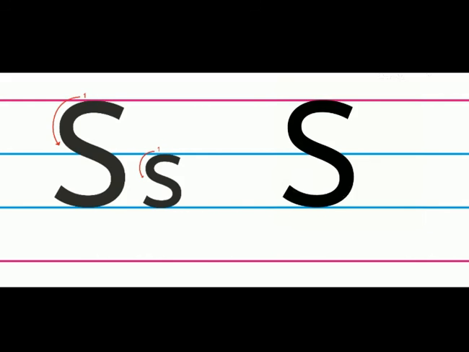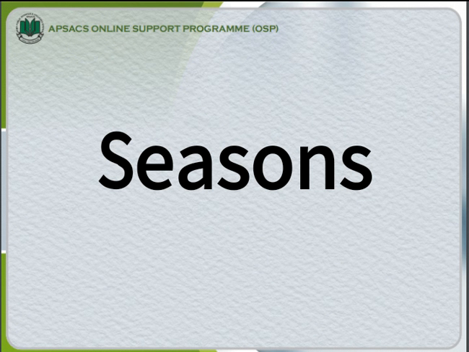Okay, for writing small s, we will start from the middle and again we will write same as it is for capital S. We will start from the middle, make a left curve, then we will go down and make a curve to the right and this is small s. Now you have done practice of writing letter S.